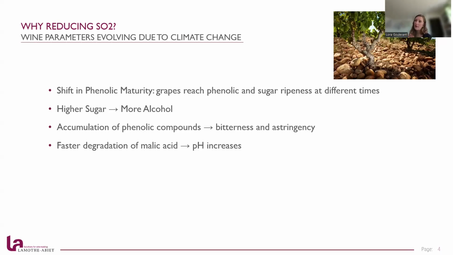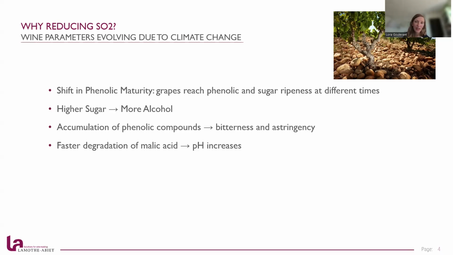In terms of early ripening, higher temperature during the growing season and during the harvest, we might observe faster malic degradation, so pH increase and total acidity falling. And this kind of lower acidity and higher pH basically weakens the microbial stability. There are better conditions for spoilage microorganisms to develop.